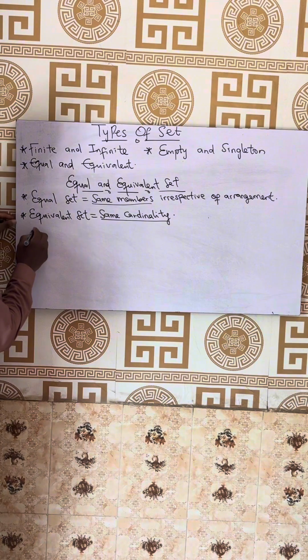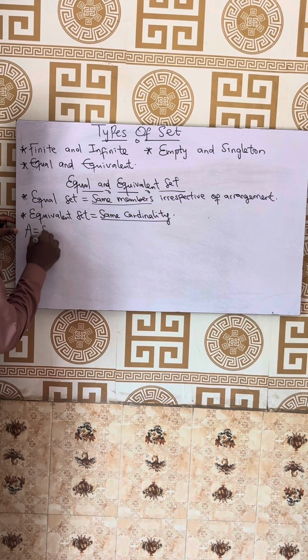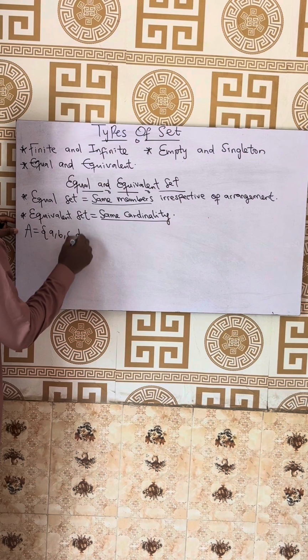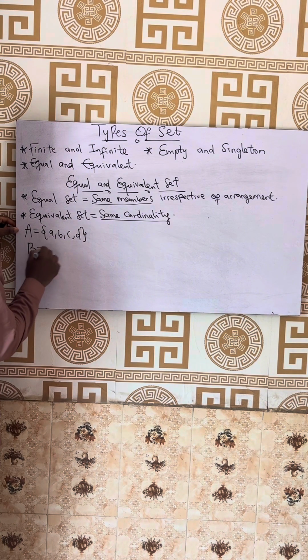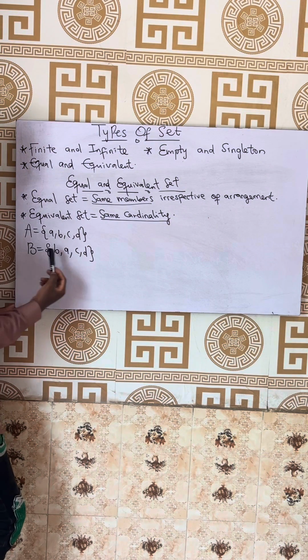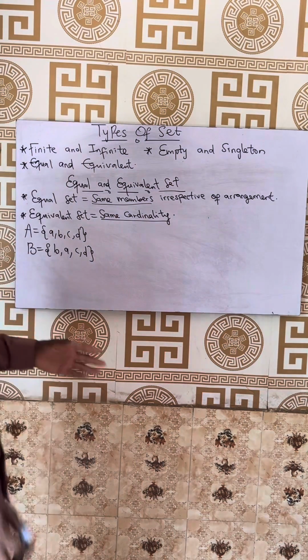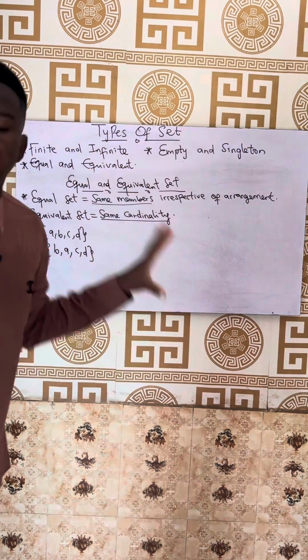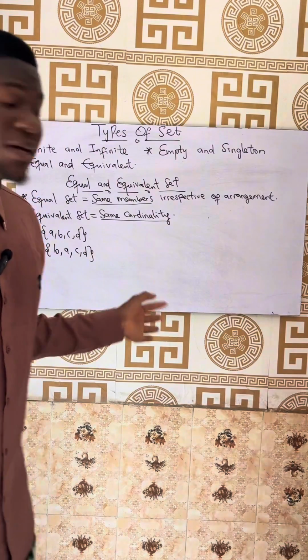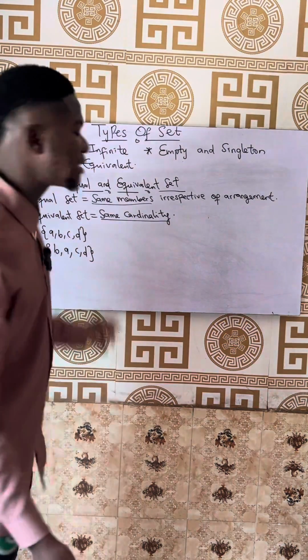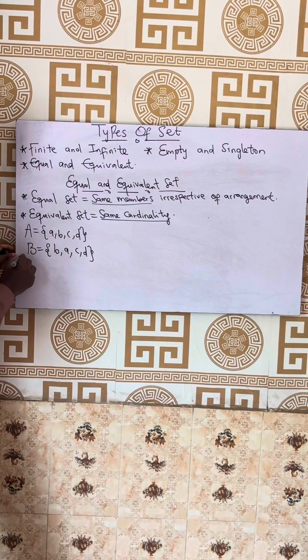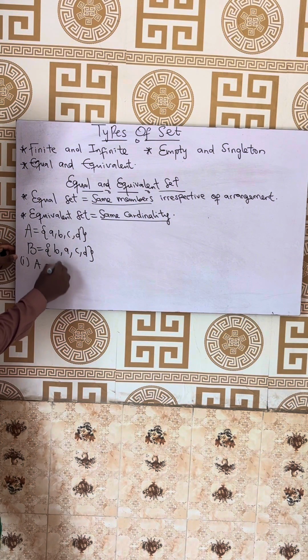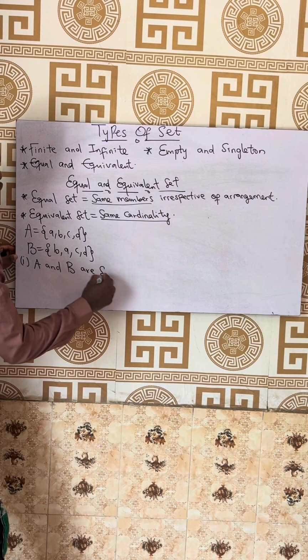Now, let's say set A equals {A, B, C, D}. Set B equals {B, A, C, D}. So guys, if you look at set A, we have A, B, C, D. If you look at set B, we have B, A, C, D. So you are going to agree with me that set A and set B have the same members, irrespective of the arrangement. That is, all the members in set A are also present in set B. So we are going to say that, number one, sets A and B are equal sets.